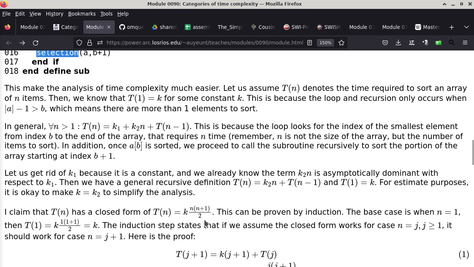So in the proof by induction, the base case is when n equals 1. Then T of 1 is K times (1 plus 1), the whole thing divided by 2, which is K. The induction step further states that if we assume the closed form works for the case n equals j, where j is greater than or equal to 1, then it should also work for n equals j plus 1. Oh, I think I missed one little important key here, which is K can be assumed to be K2. It doesn't change all that much if K is assumed to be K2.